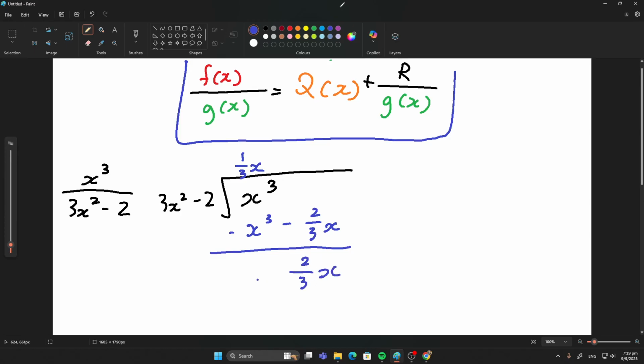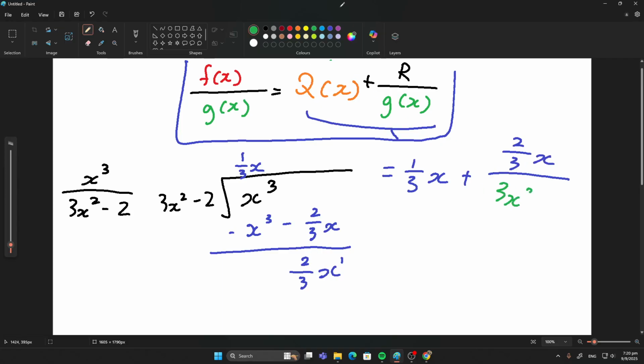And because I cannot divide anymore, because this is a 2 and then this is a 1, you definitely cannot. It's a lot smaller, unless this is like 0/2, then you can divide. But in this case, this is a 1, so you cannot divide. So my answer equals this whole thing. It's just this plus the remainder divided by your gx, which is in this case 3x minus 2.